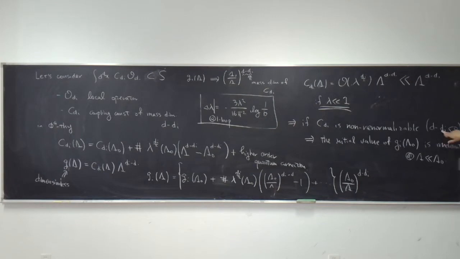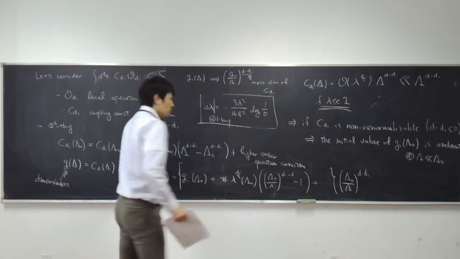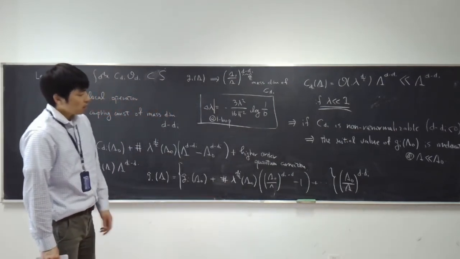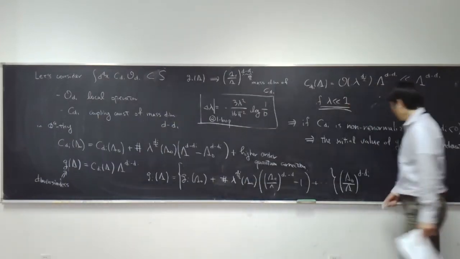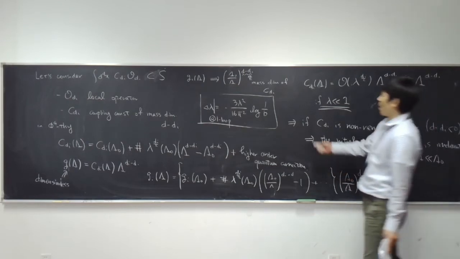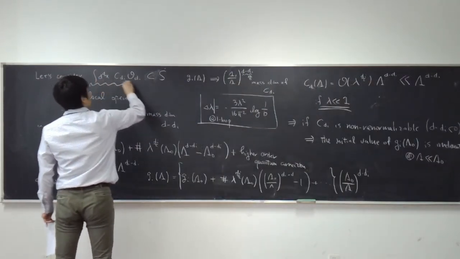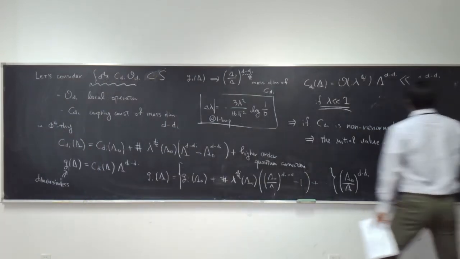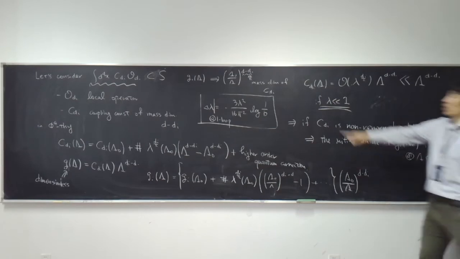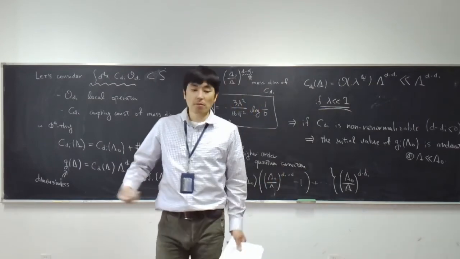So if d minus di is less than zero, even if it's independent of this one, this gi becomes really negligible. If you go to the scale capital lambda, it is much less than zero. So therefore, this term becomes irrelevant if this term is non-renormalizable. So that's essentially what we did last time by power counting.